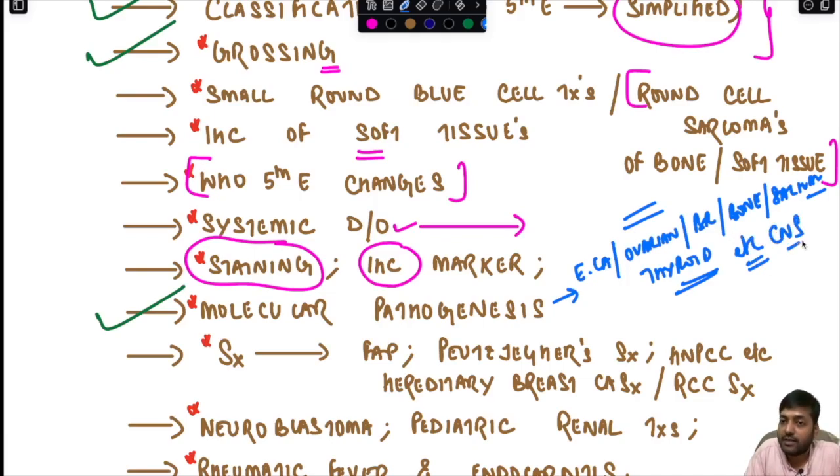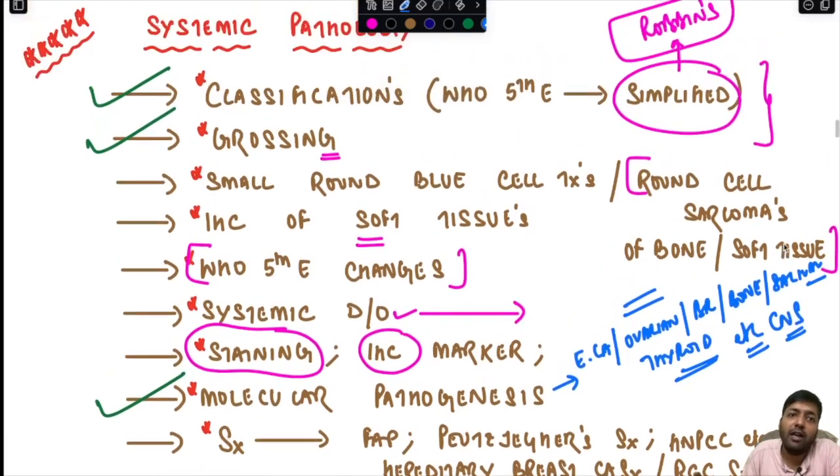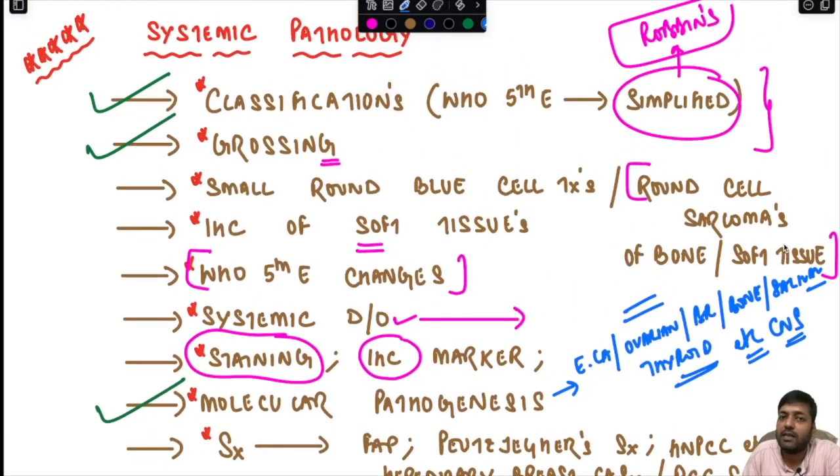For the CNS, for example. So one question from the molecular aspect, one question from grossing, one question from classification, they will be 100% there. So just be very smart. One question from systemic disorder can be there in this paper, or it might also be a repeat systemic disorder question. Systemic will also be asked. Systemic disorder, one question will be there, 100%.